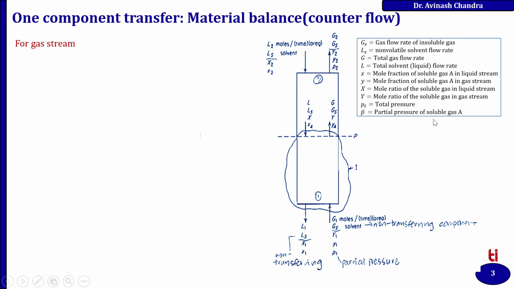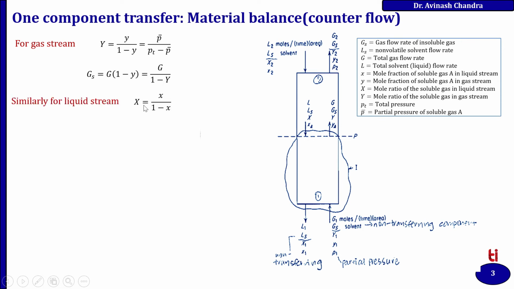So for gas stream, we can write capital Y equal to small y upon 1 minus y. So this is for component A and this is for component B. So that is equal to P bar upon Pt minus P bar. So we can write Gs equal to capital G into 1 minus y, that again can be written as capital G upon 1 minus capital Y. Similarly for liquid stream, capital X can be written as small x upon 1 minus x and Ls can be written as Ls equal to L into 1 minus x, equal to L upon 1 minus X.